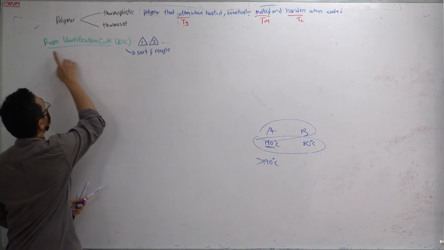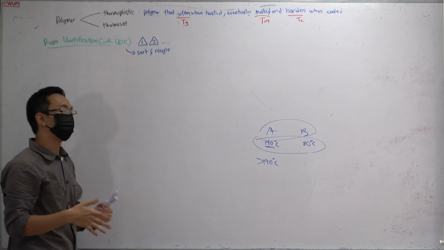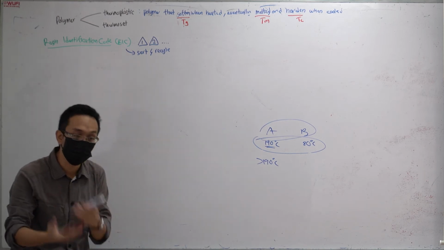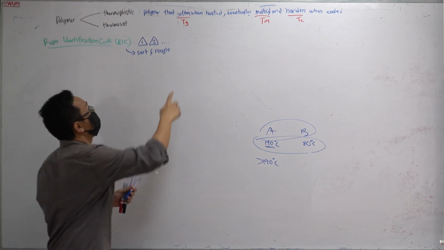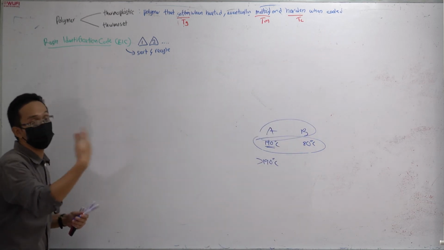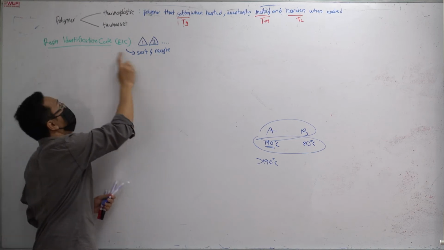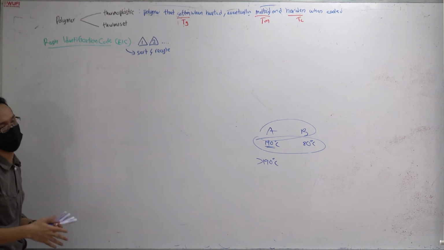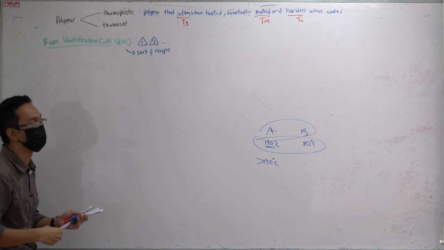So whatever is under this RIC is basically thermoplastic, because you want to recycle. Thermoplastic, as I said, you can reuse again. That means you can remold and reuse again and again. So that's why under the RIC, it's a thermoplastic.